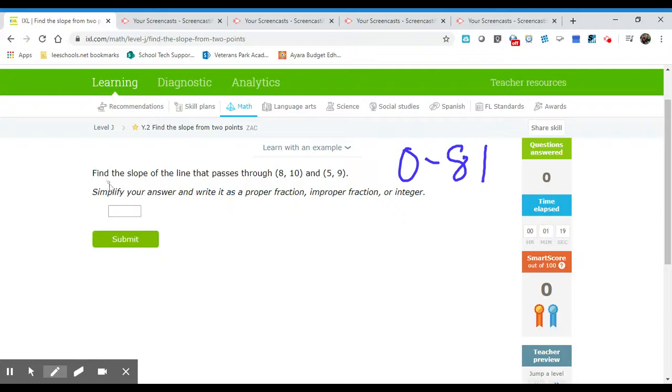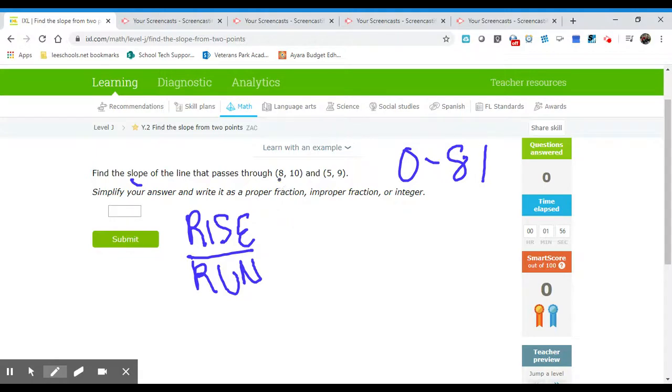So the question says, find the slope of the line that passes through (8, 10) and (5, 9). Simplify your answer and write it as a proper fraction, improper fraction, or integer. So find the slope. What do we know about slope? Well, we know that slope is always rise over run. We learned that in a previous lesson. And we know that is a fraction, right? Rise, top of a fraction, run, bottom of a fraction. So in order to find the slope, we need a fraction.